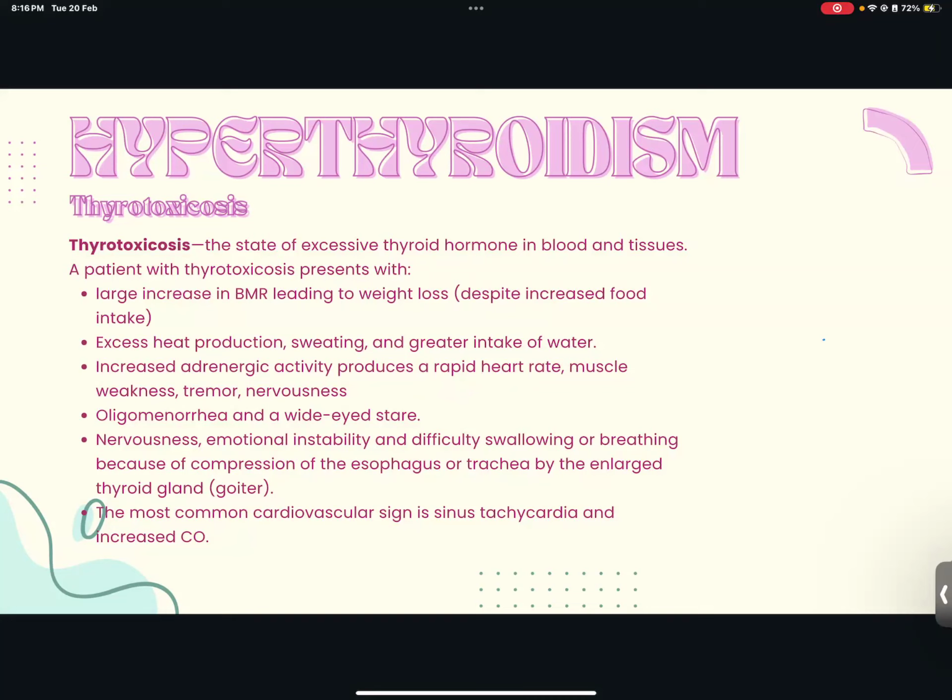And they're going to have something called a wide-eyed stare, which is the exophthalmos. They're also going to have thick, patchy, red skin, usually on their shins or the top of their feet. And they're going to have sleep disturbances also. And the most common cardiovascular sign is sinus tachycardia and increased cardiac output.